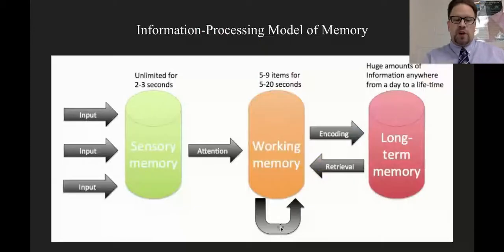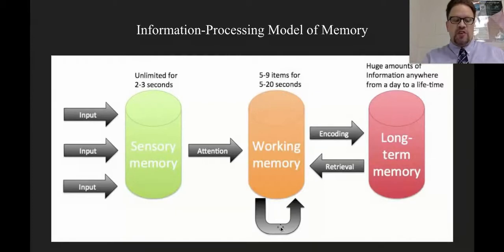Now, the information processing model of memory, which was developed by Richard Atkinson and Richard Shiffrin, is a cognitive understanding of memory that emphasizes how information is changed when it is encoded, stored, and retrieved. So this model assumes that the processing of information for memory storage is similar to the way a computer would process memory in that system.